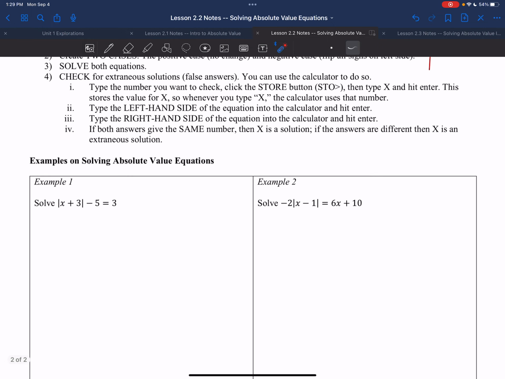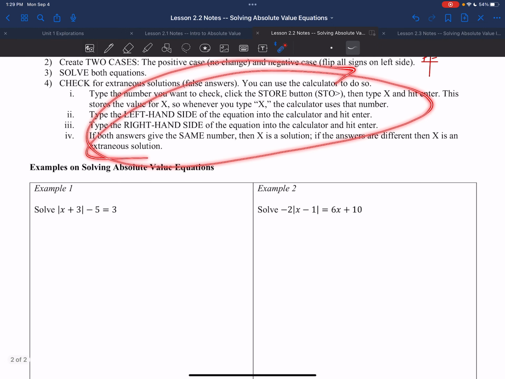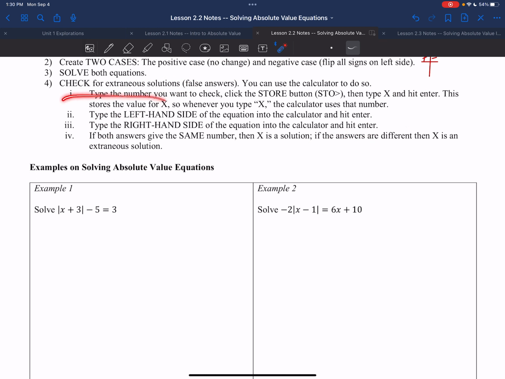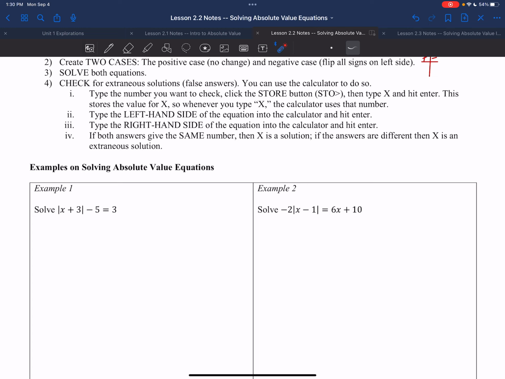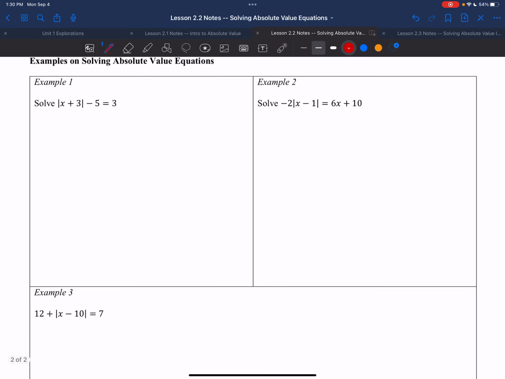Also I'll explain how to do this piece here. To check an extraneous solution, you just take the answer, like let's say x equals 7, and then you put it back into the function. You just see if it's true or not. We're going to be using the calculator to do that, so I'm not going to do a whole lot of calculator instruction in this video. If you really have questions on it, come see me in class. Okay, all right. So here we go.